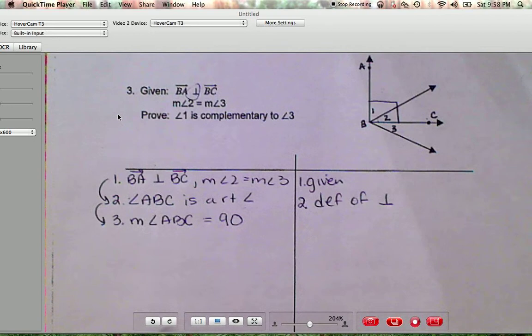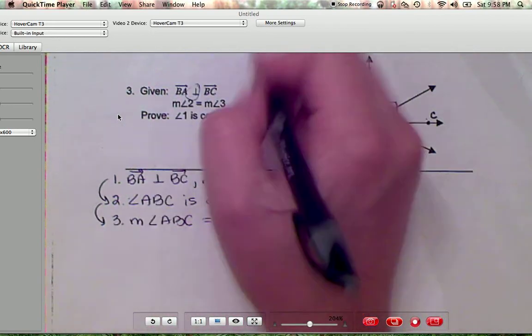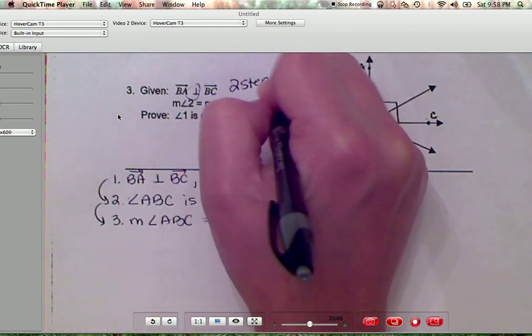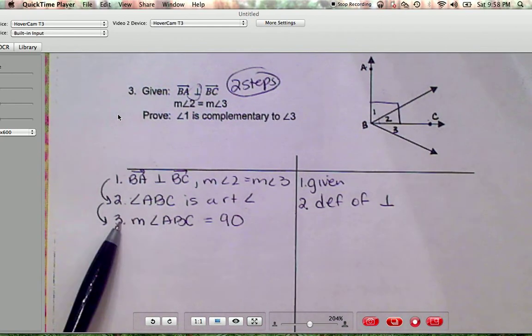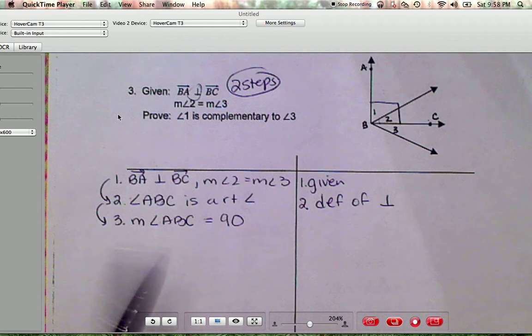Okay, so perpendicular is a wordy statement. It always takes 2 steps to get out, because when we convert it once, it's still a wordy statement. Convert it again, and now it's mathematical. And that's what we need.